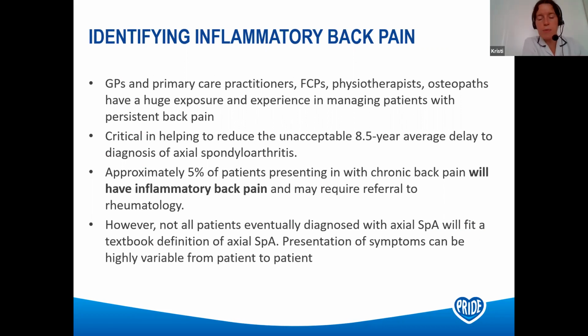On average, people with inflammatory back pain, so axial spondyloarthritis, it takes 8.5 years for them to be diagnosed. And that's not just in the UK, that's not just in our borough, that's across the world, really. There are some countries that have got it down to about 4 years, and I think there's maybe one that's got it down to 2, but on average across the world, it's an 8.5-year average delay to diagnosis.